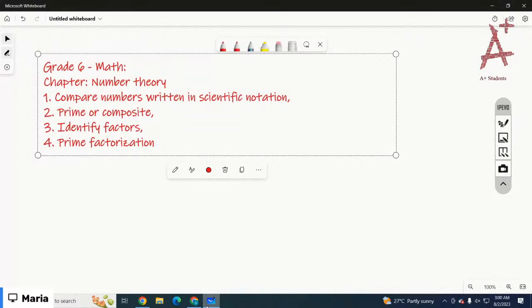All are good. We are here for grade 6 math.